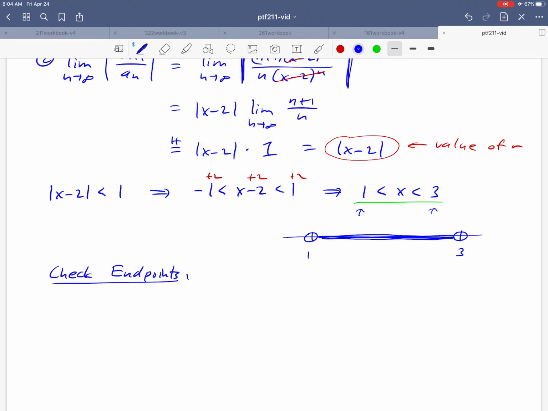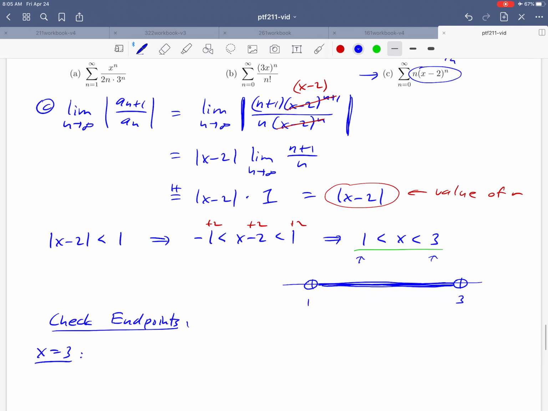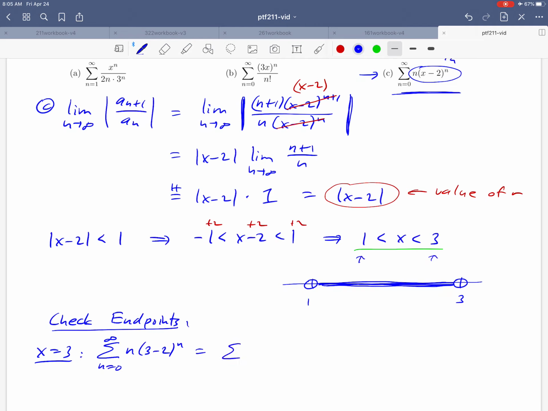Okay, and I'm going to start with the right-hand endpoint this time, x equals 3. All right, so if we take 3 and substitute it into our series, looking at the very top of the page now, we're going to get n times (3 minus 2) to the n. Okay, and so what does our series look like if we do that? 3 minus 2 is 1, so we're really looking at n times 1 to the n, but 1 to any power is just 1, so we're really talking about the series from n equals 0 to infinity of n.